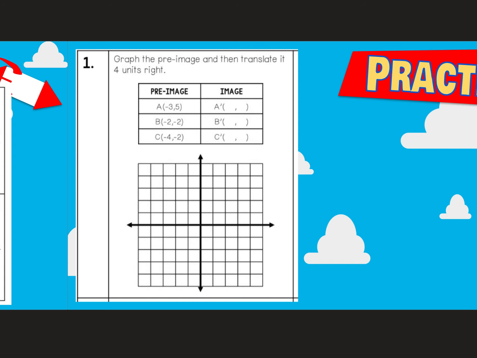All right, the first thing we're going to do is draw the pre-image. Let me go ahead and change my color. So I have negative 3, positive 5.